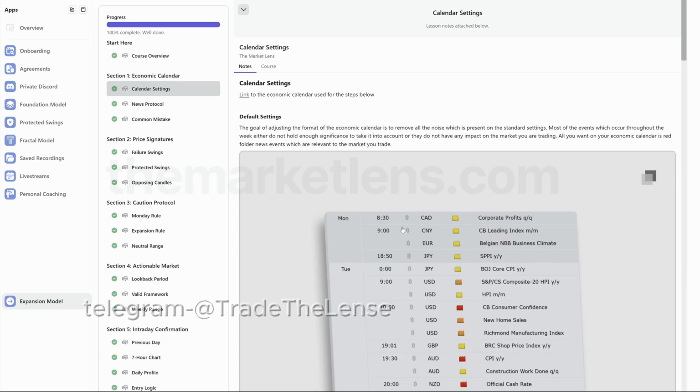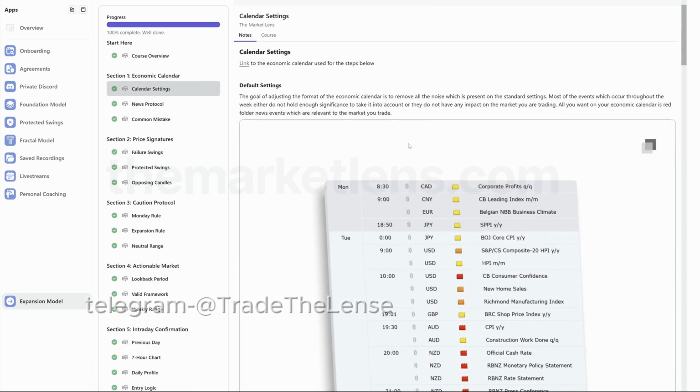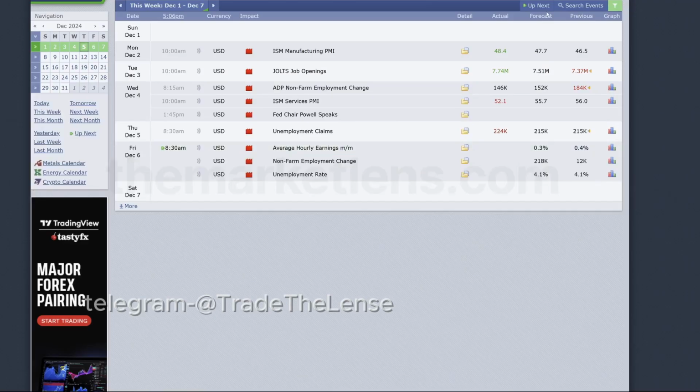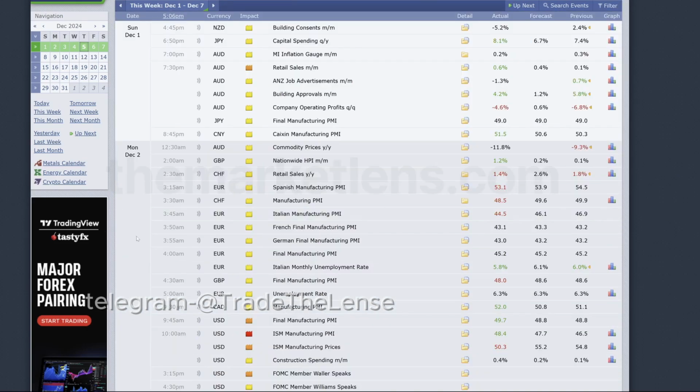I am going to go through most of these, even though most people already know these things, but I'm going to go through it anyways. This is very similar to before, the calendar settings. You all know this link will take you to forexfactory.com as you go through it. When you first open up forexfactory.com, it's going to look like this when we put all of these filters on. This is what it's going to look like.